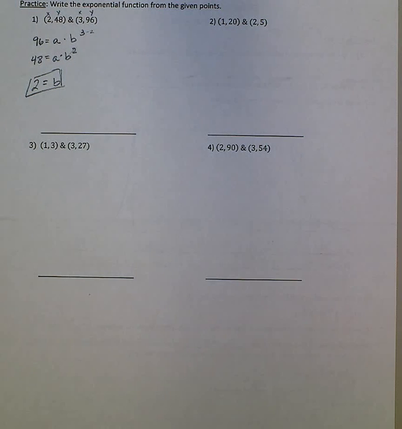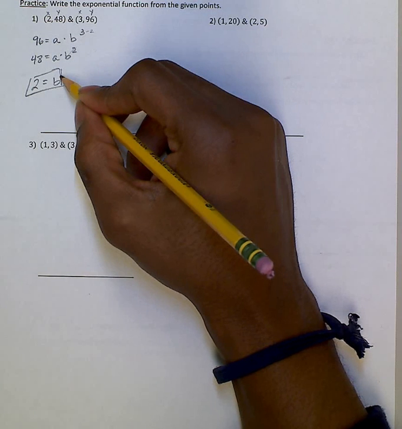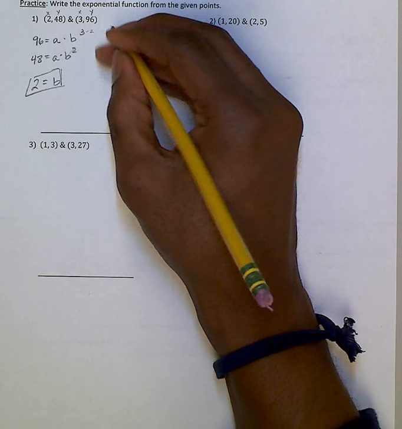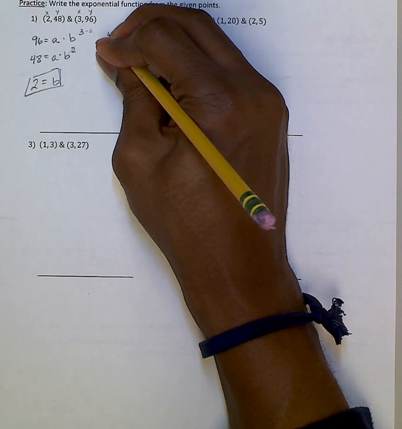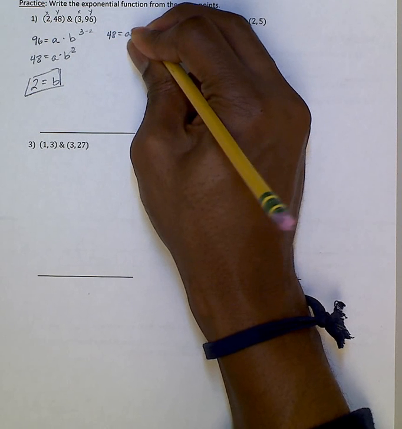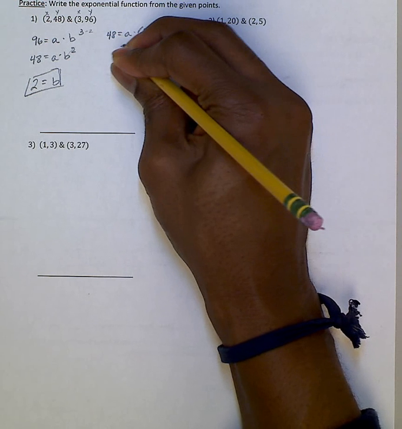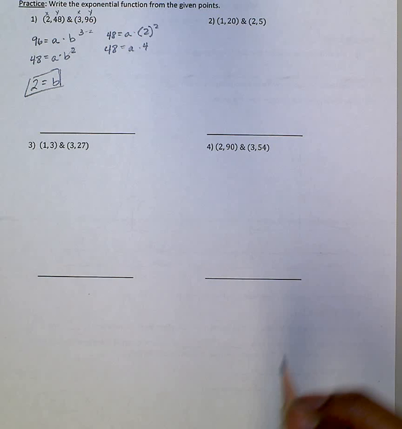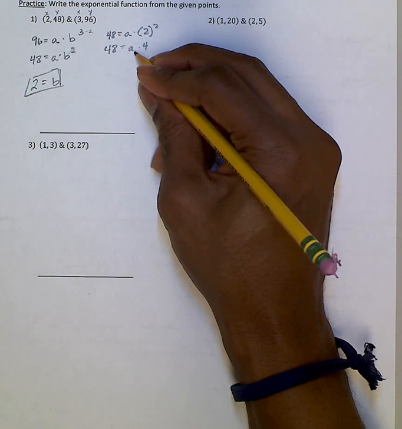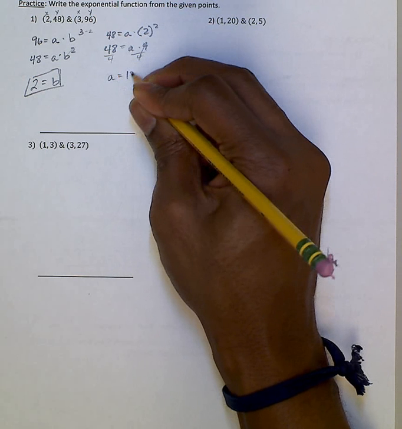Now that I know that b equals 2, I can plug that back in to my system and find out what a is. Now I'm going to plug b into the second one just because the numbers are smaller. But you can plug it into either one. It will work either way. So a times 2 squared. 2 squared is 4. So 48 equals a times 4, 4a. I'll divide both sides by 4. And I'll get a equals 12.